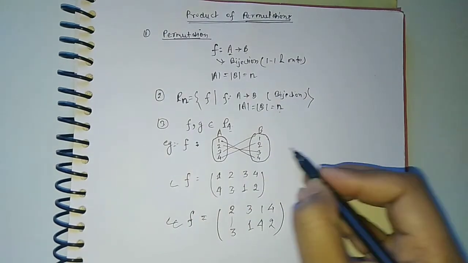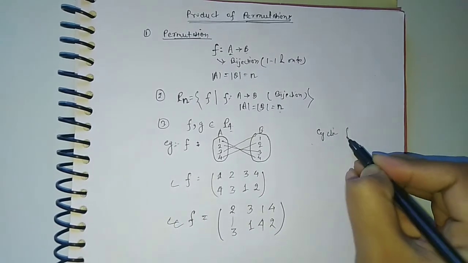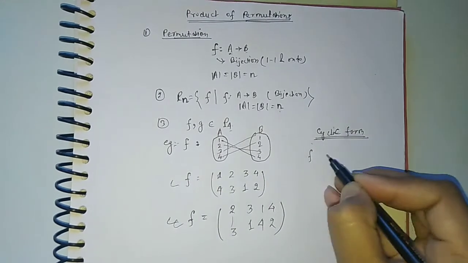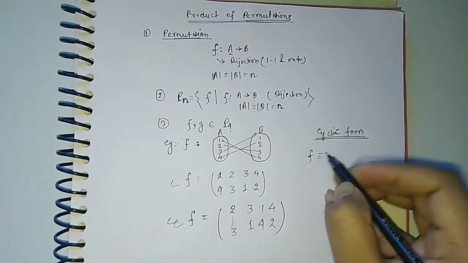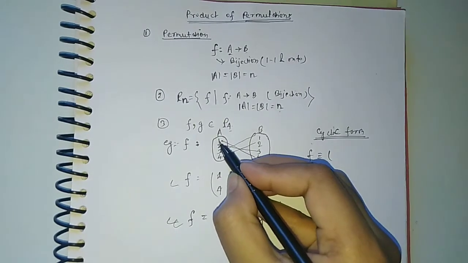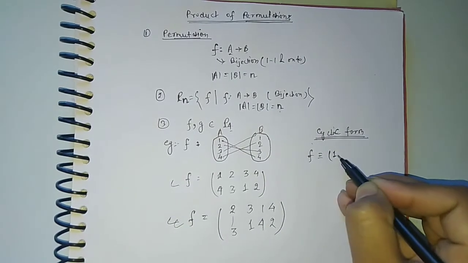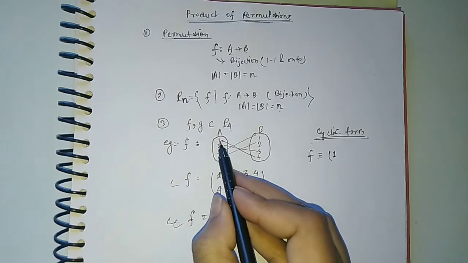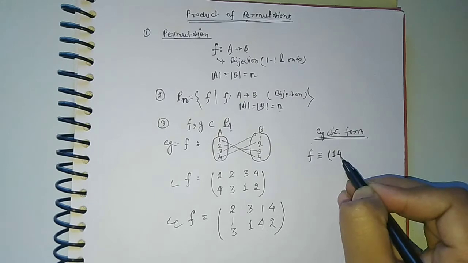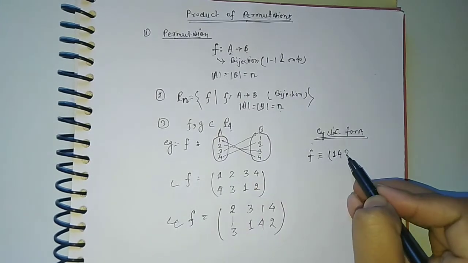Also we can represent any permutation in cyclic form. To represent a permutation in cyclic form, first we write any element, say 1, then find the image of 1 from here. Image of 1 is 4, so write 4. Now find the image of 4. Image of 4 is 2, so write 2.